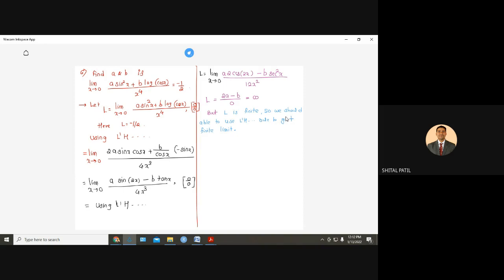But we know already L is equal to minus 1 by 2. So we should be able to use the L'Hospital's rule. And for that, what is required? 0 by 0, which implies the numerator 2a minus b must equal 0. This is required. Now, considering 2a minus b equal to 0 and using the L'Hospital's rule, just 1 minute. Solve the example.